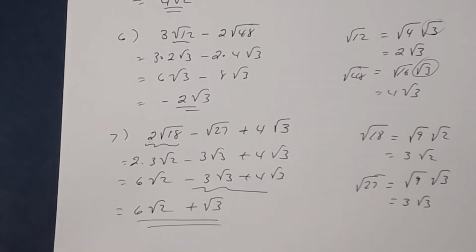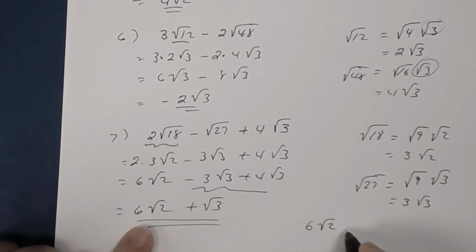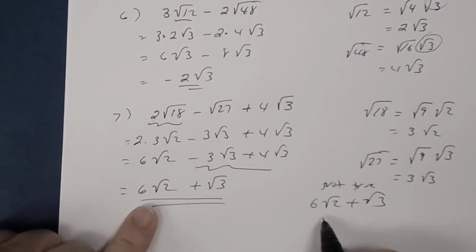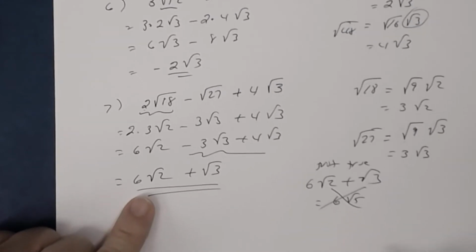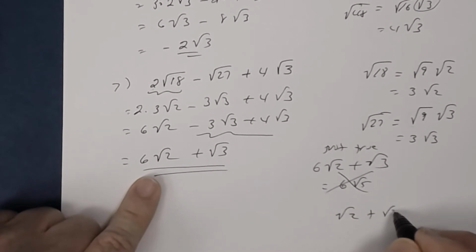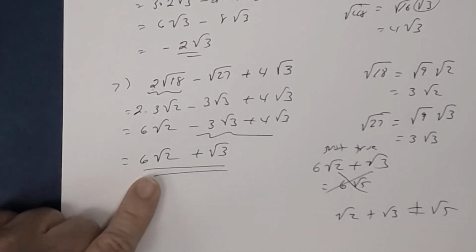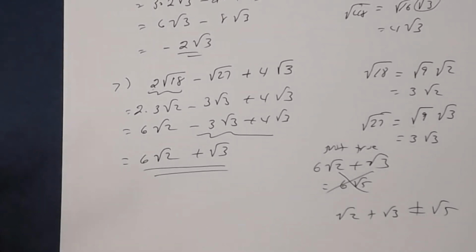Don't make the mistake, because this happens. Don't make the mistake and say this: 6 square root of 2 plus the square root of 3. This is not true. Some students are going to say this. That's 6 square root of 5. That's not true, okay? Because the square root of 2 plus the square root of 3 is not the square root of 5. Don't make that mistake. You can see that's not true.